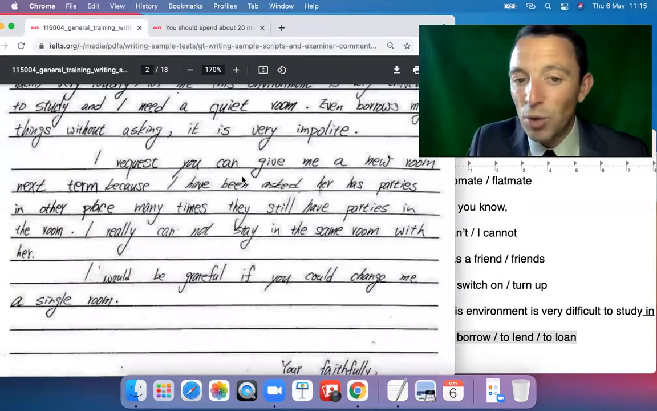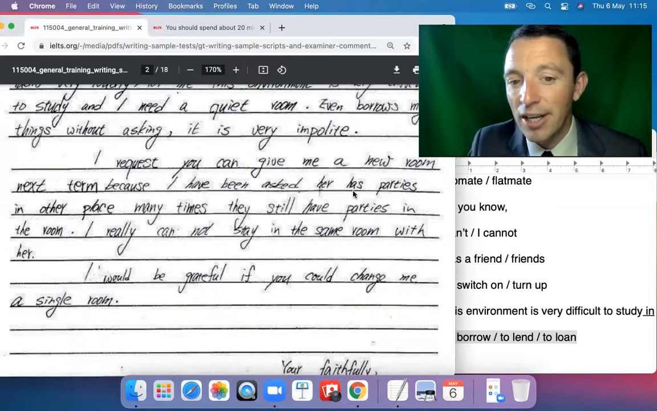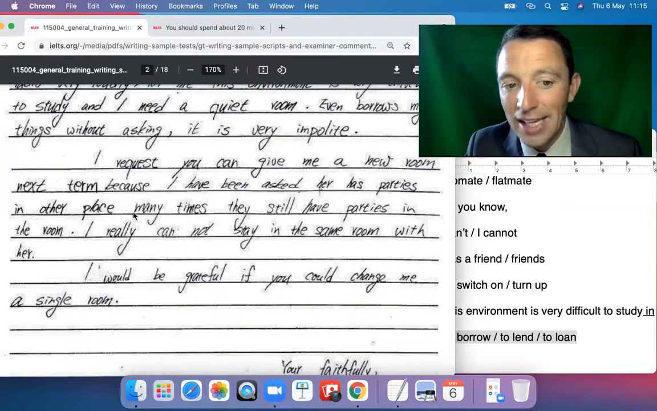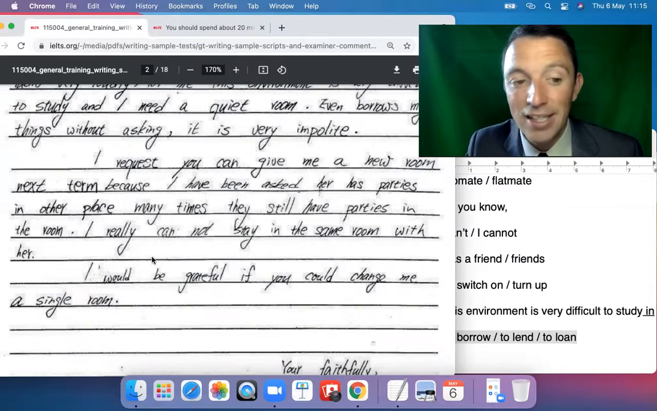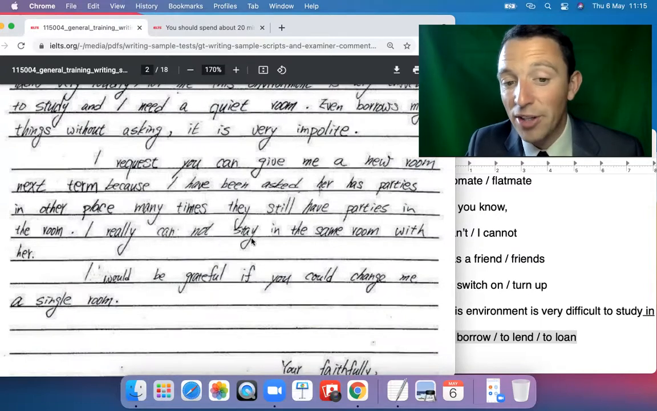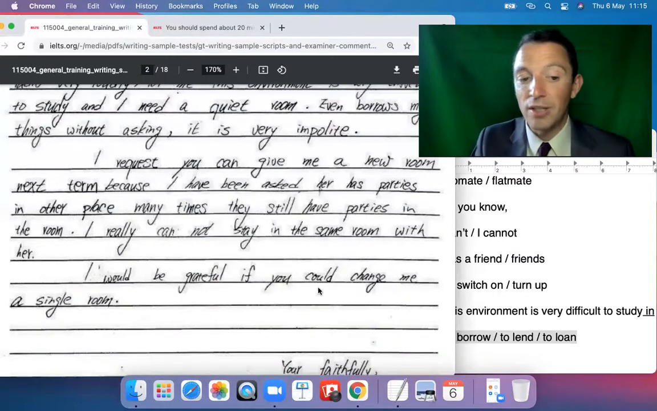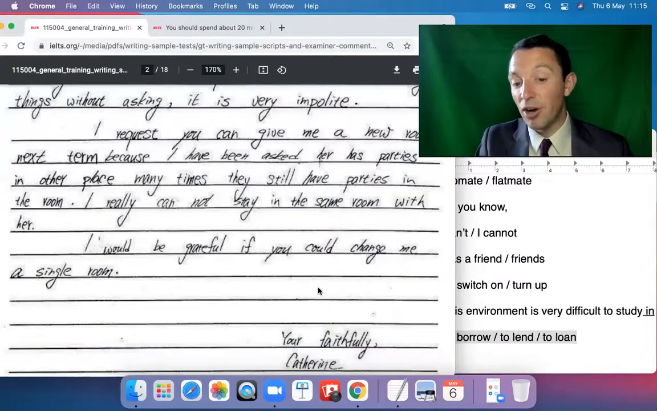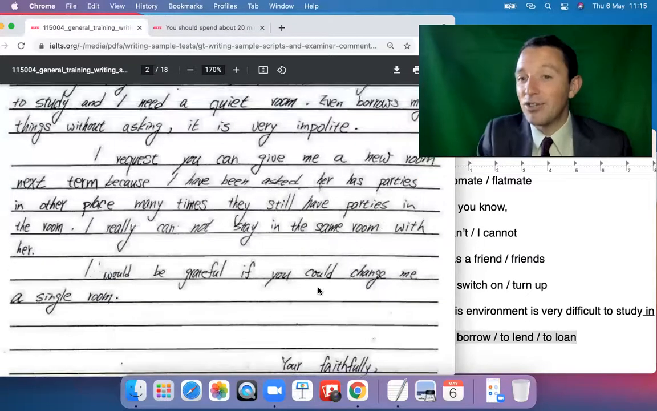I request you can give me a new room next term, because I have been asked her has parties in other place many times. They still have parties in the room. I really cannot stay in the same room with her. I would be grateful if you could change me a single room. Yours faithfully, Catherine.